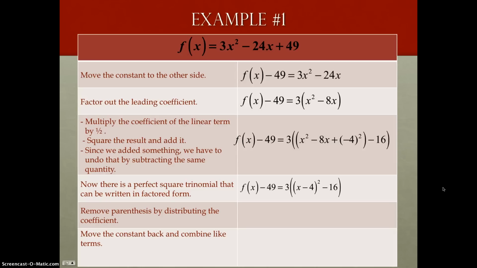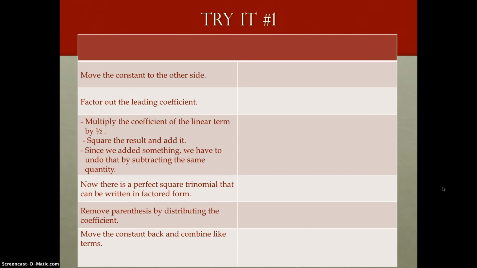So we can remove parentheses by distributing the coefficient. So 3 times (x minus 4) squared and 3 times negative 16. And our last step is to bring back that constant term, the minus 49, so we have to add 49 to both sides, and then combine like terms. So that one was all done on your worksheet for you. So now let's do one together, and you can take notes as I talk about it.